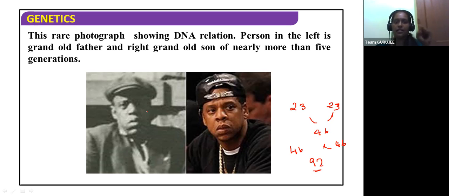So what will happen? The great-grandfather would have a set of chromosomes, which would have come to his son. The same genes would have been there in the son, then the grandson, then the great-grandson. So generation after generation, the characters remain intact. They are being preserved in the DNA.